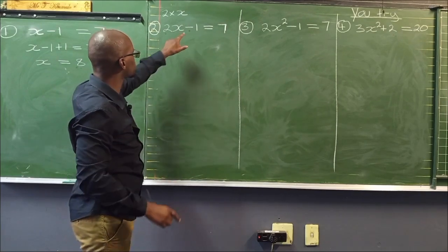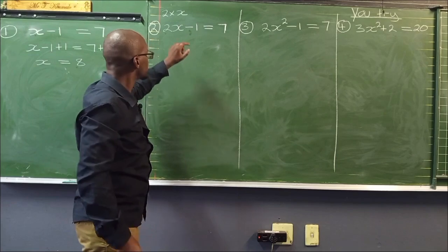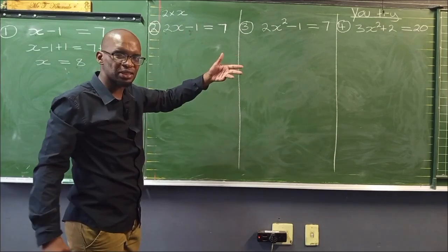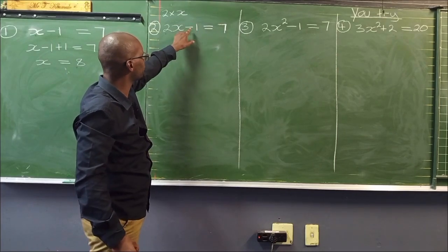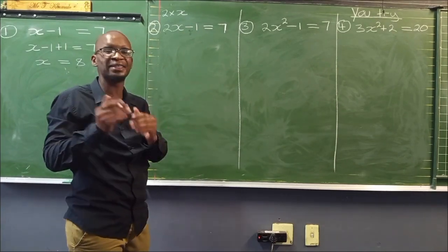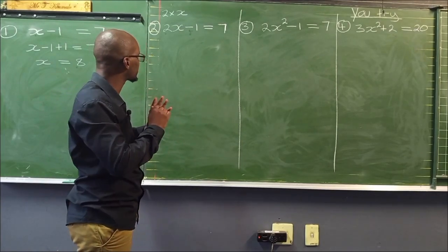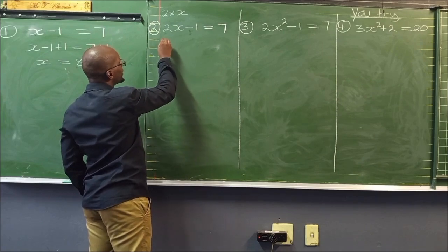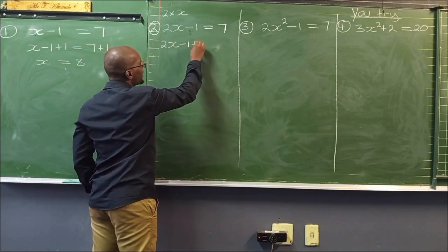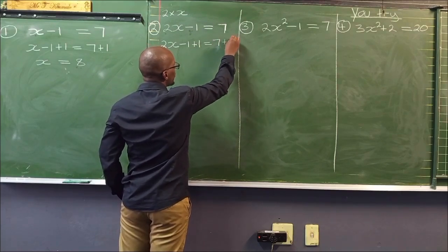Once again, first you get rid of the negative or the positive number that you have over here. If you have a negative number, you add the opposite number that is the same. If you have -1, you will add +1. If you have +2, you will add -2. So they can cancel each other out, and then you can eventually be left with x. So now here we have 2x minus 1 plus 1 is equal to 7 plus 1.